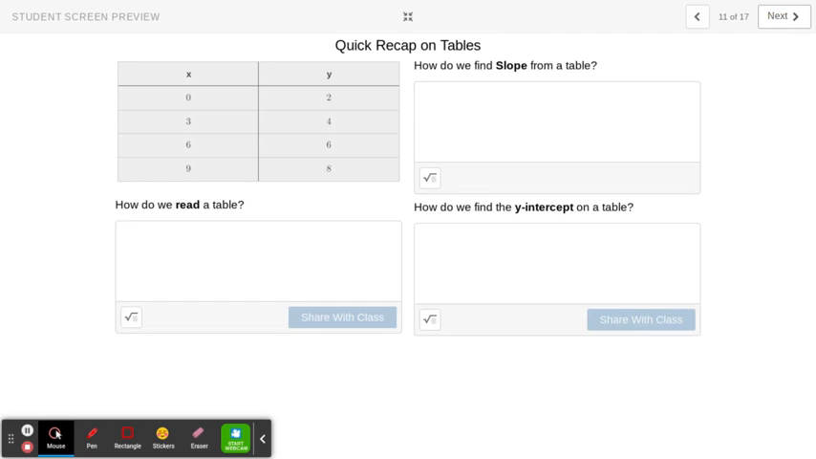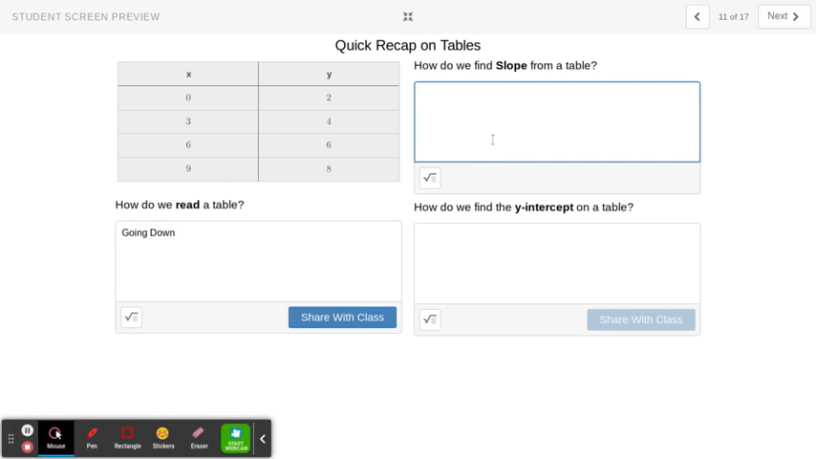11 is about tables. So a quick recap on tables. How do we read tables? Well, we read them by going down, right? We go down our tables to read them. We don't go up. We don't go side to side. We go down to get an accurate reading.